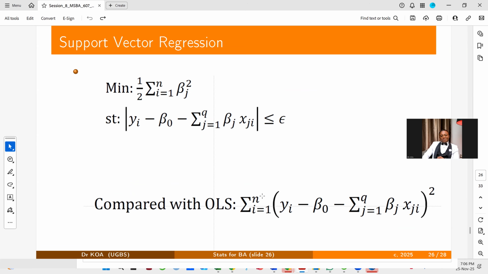If you compare it to the OLS, this is how the OLS actually minimizes the error sum of squares. But this is how the support vector regression, which comes from the support vector machine that you will do next semester, writes the minimization or the optimization function.